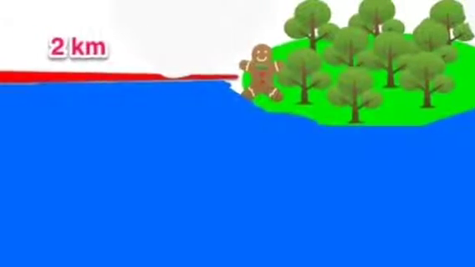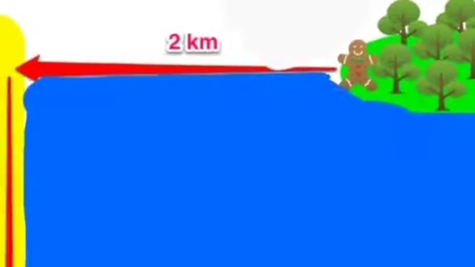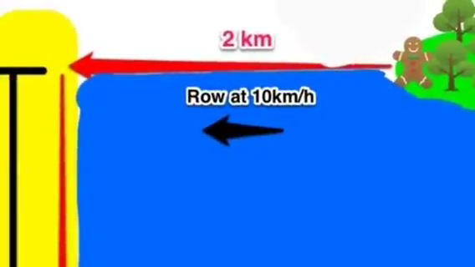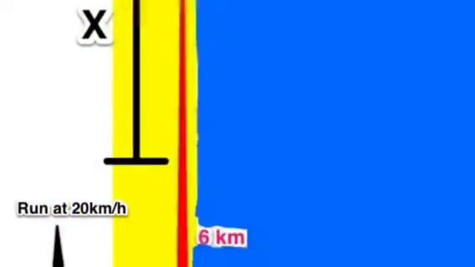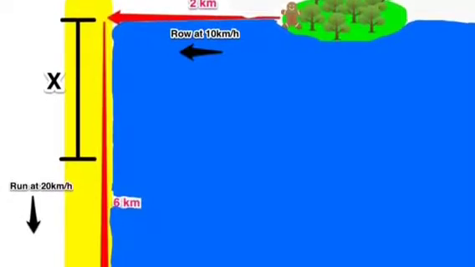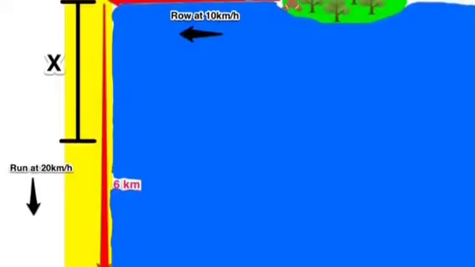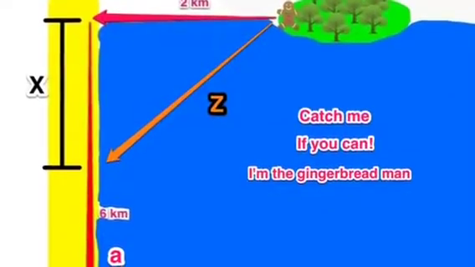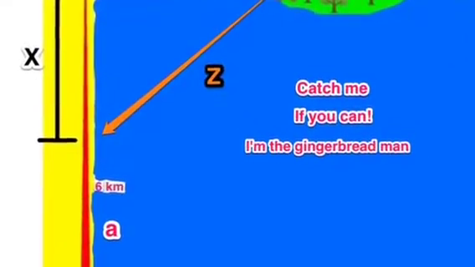A small island is 2 kilometers offshore in a large lake. The gingerbread man on the island can row his boat 10 kilometers per hour and can run at a speed of 20 kilometers per hour. If he rows to the closest point to the straight shore, he will land 6 kilometers from a village on the shore. Where should he land to reach the village most quickly by a combination of rowing and running?